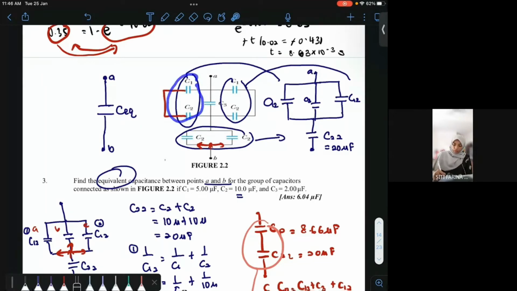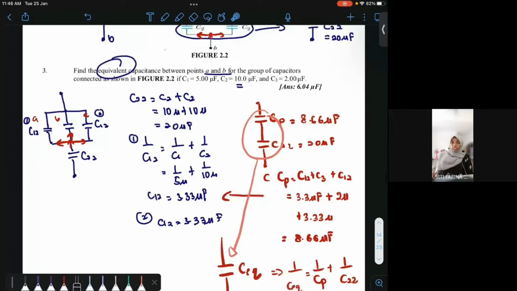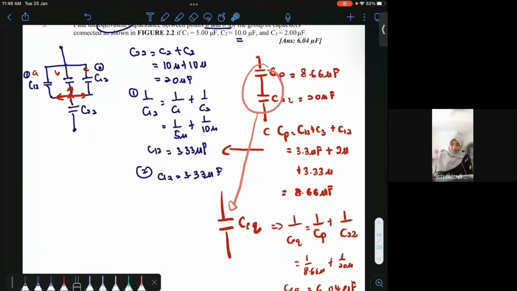Okay, ini dua boleh simplify, ini dua boleh simplify, ini dua boleh simplify. So, terus simplify lah. Dapatkan 1, 2 dan 3 kapasitor yang baru. So, kita buat 1, 2, 3 itu. Dapatkan nilai dia. Then, you simplify these 3 pula. Dapatkan C parallel yang baru. Dapat nilai dia. And then, finally, simplify the remaining 2 who are in series. Okay.